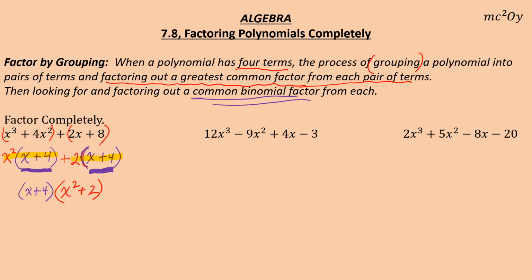I have now completed factor by grouping. Notice I have x plus 4 times x squared plus 2. I am now multiplying 2 things together, no longer adding multiple things.